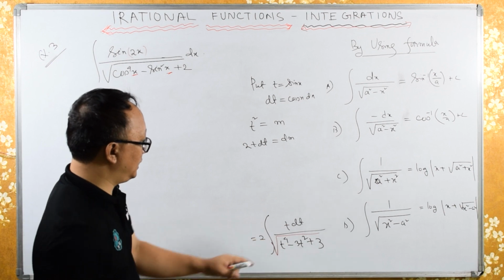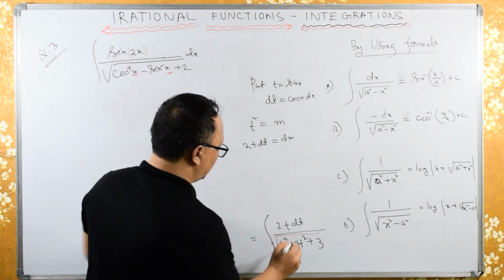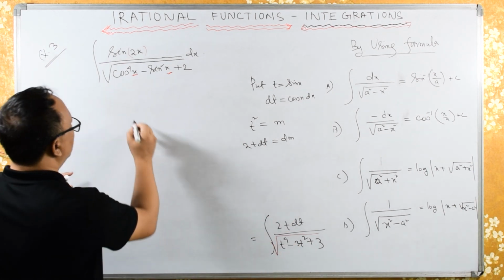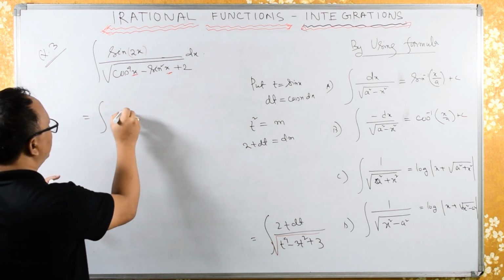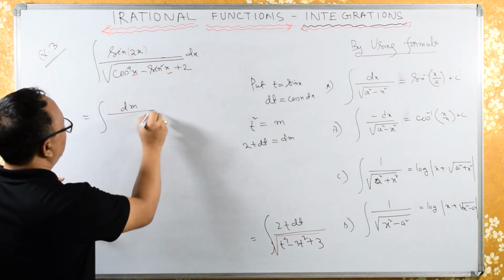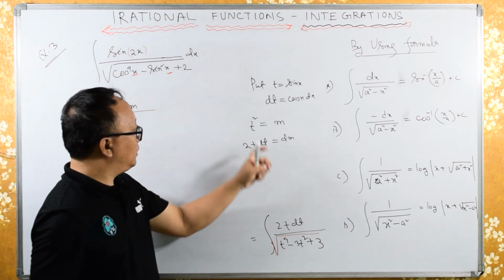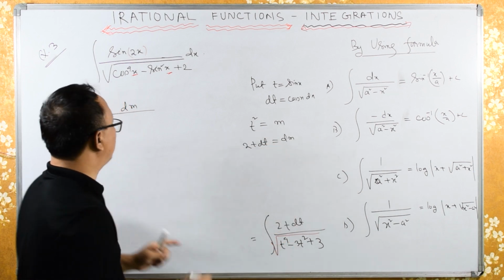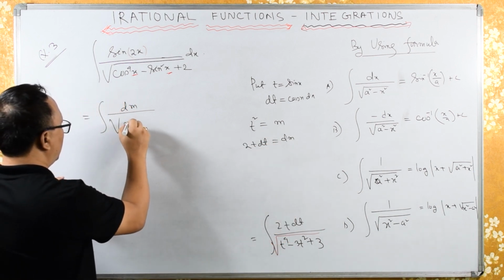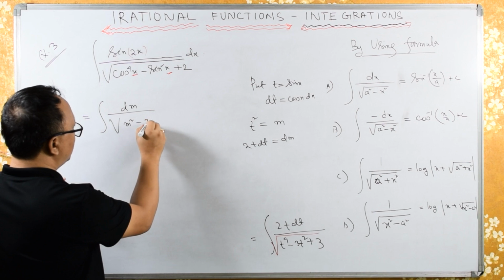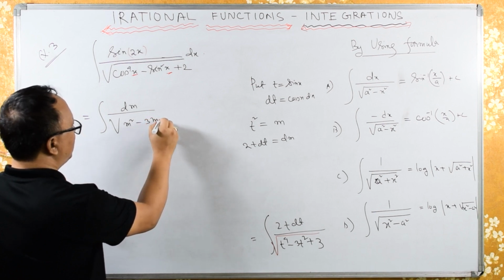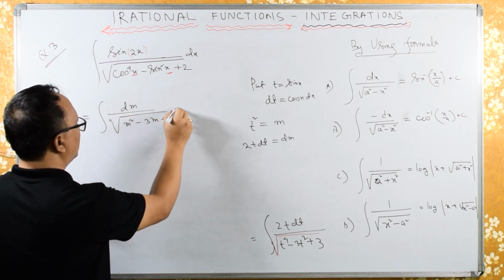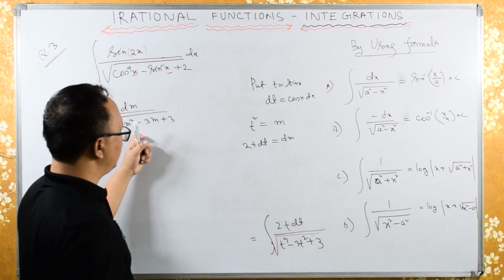Okay, twice t dt, so I can send 2 inside. Okay, twice t dt will be dm. So this becomes dm upon, now t square. Okay, this will be what? m square, square root of m square minus 3m plus 3. Okay, now let's consider this.